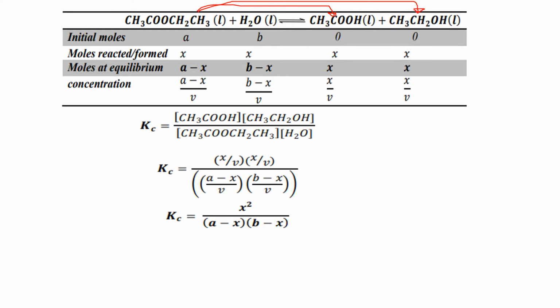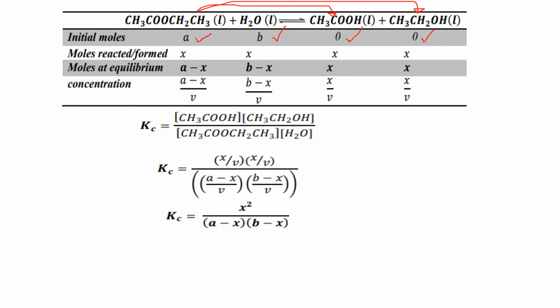Now we start with the initial moles. This is the structure which we are going to use to tackle this topic. In this experiment, our initial moles: we said we are going to be using a known amount of ethyl ethanoate, and in that case we used A moles, and B moles of water. Initially, when our experiment is starting, we don't have any product. That's why we put a 0 here and a 0 here.